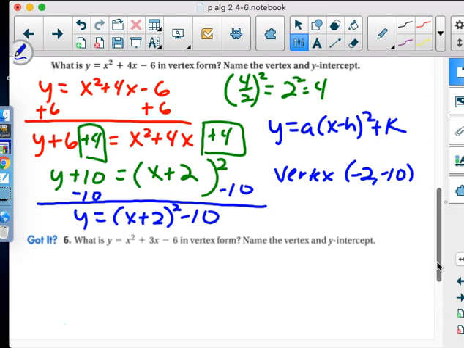And then they said find the y-intercept. That's because that's supposed to be the easy point to find. Because to find the y-intercept, you make x equal to 0. And you plug it in. So go ahead and do that. Check in with your partner. Make sure you're getting the same numbers.